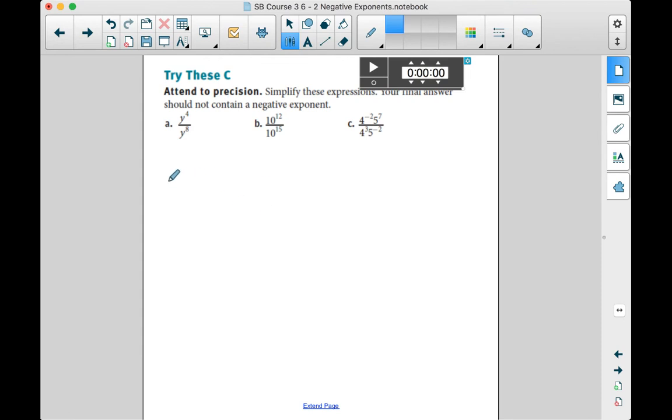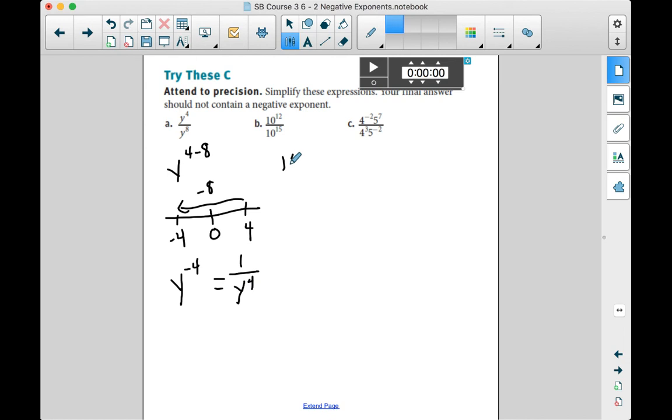So let's look together at, let me go back in our textbook, the try these C. So for letter A, they have the same base. This only works when they have the same base. So I have y to the power of 4 over y to the power of 8, which if I'm using my division rules, I would have 4 minus 8. Now thinking about my integers, if this is 4 and I'm taking away 8, I end up at negative 4. So I'd have y to the negative 4. And I would need to simplify that by writing it as its reciprocal, which is 1 over y to the positive 4.